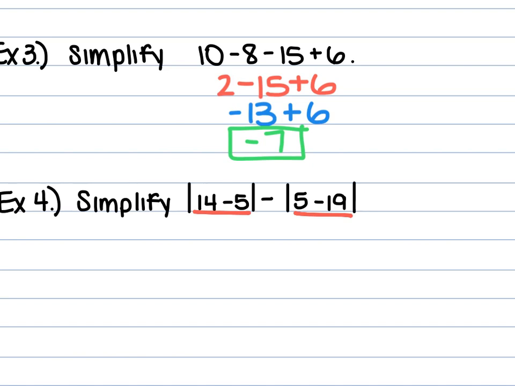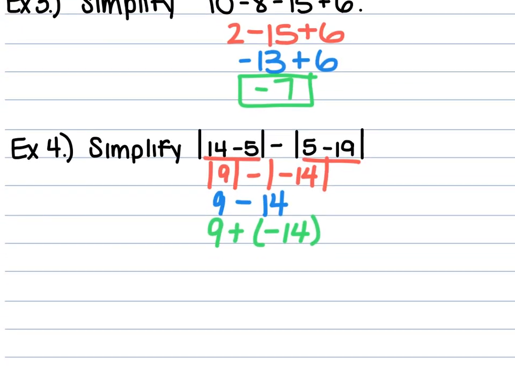So with the first one, we have the absolute value of 14 minus 5. 14 minus 5 is 9. So that gives us the absolute value of 9 minus the absolute value of 5 minus 19. 5 minus 19 is going to give us negative 14. So the absolute value of 9 is 9. Minus the absolute value of negative 14, which is a positive 14. So we have 9 minus 14, or 9 plus negative 14, if that makes it easier for you.